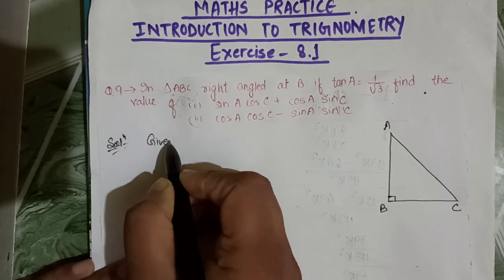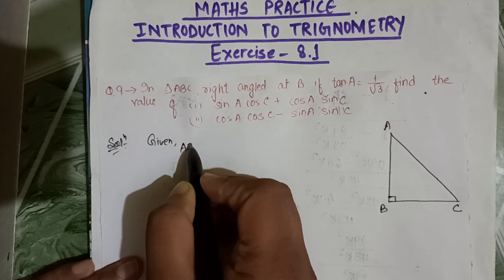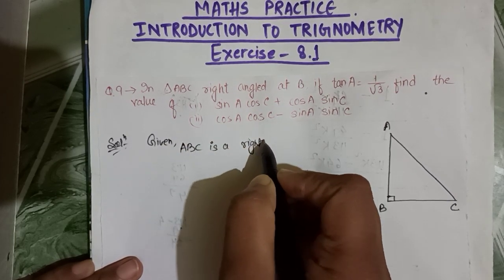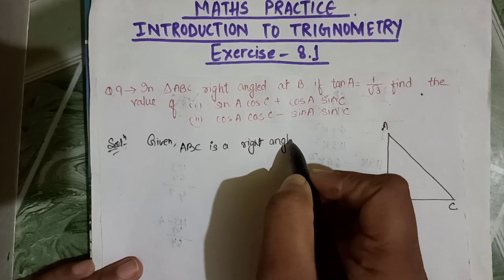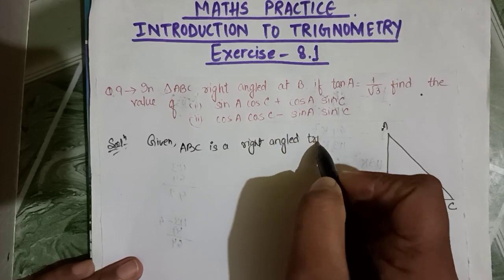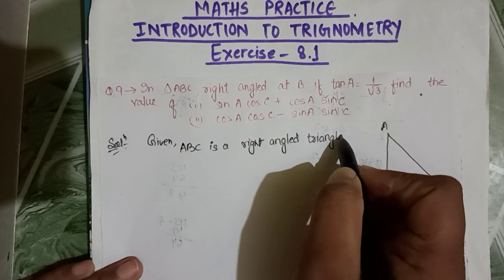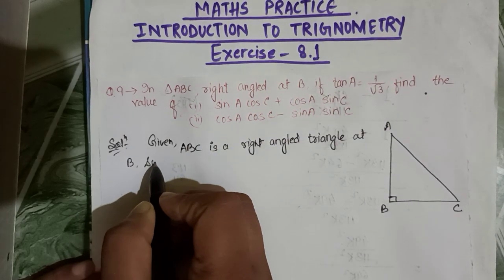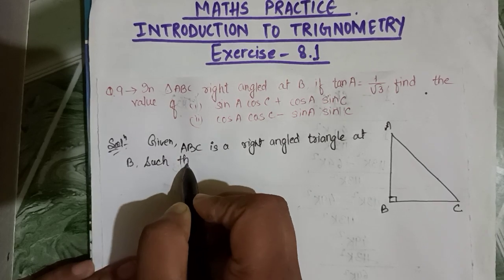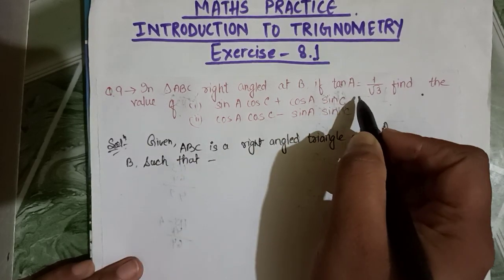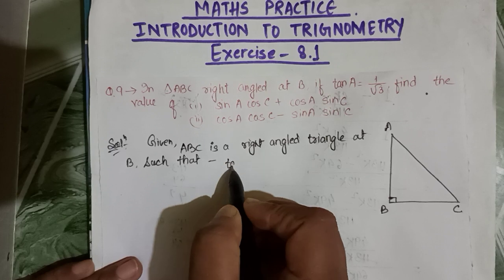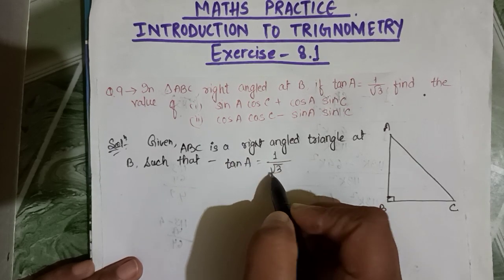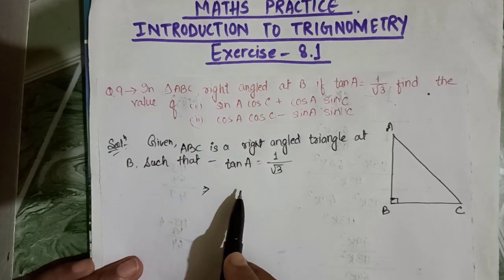Given: ABC is a right angled triangle at B such that tan A equals 1 by root 3. Tan A equals 1 upon root 3. So this implies that tan A.